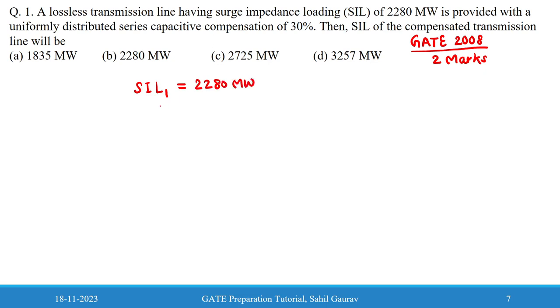And then the series capacitive compensation that we have seen, gamma SC, is given as 0.3. So then we have to find the SIL of the compensated transmission line. So we will just apply the expression that we have seen: surge impedance loading divided by square root of 1 minus gamma SC.